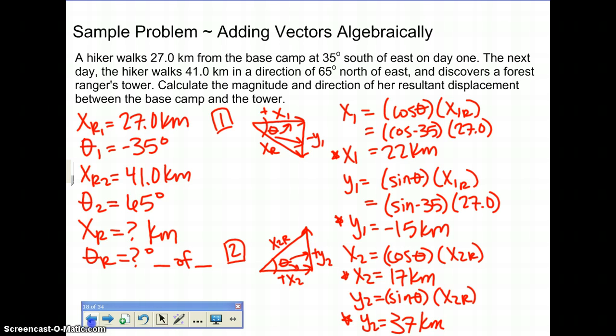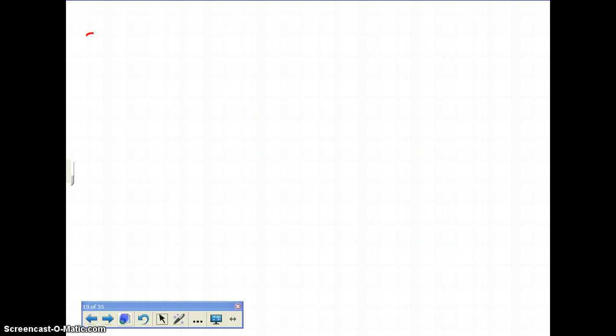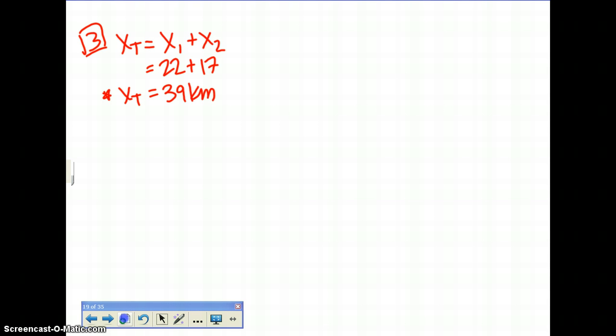All right, so now what we want to do is get our x total and our y total. So x total is x1 plus x2, in which x1 was 22 kilometers and x2 was 17 kilometers, thus giving us an x total of 39 kilometers. Our y total would be y1 plus y2, whereas y1 was a negative 15 kilometers and your y2 was a positive 37. Therefore, our y total was 22 kilometers.